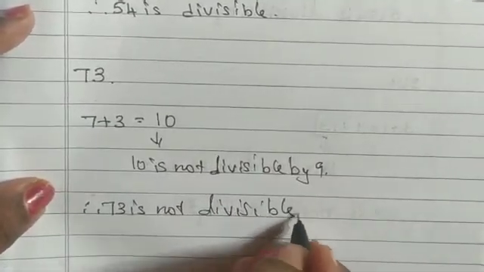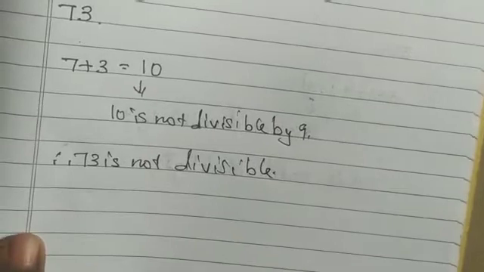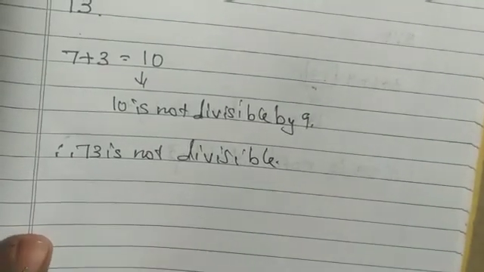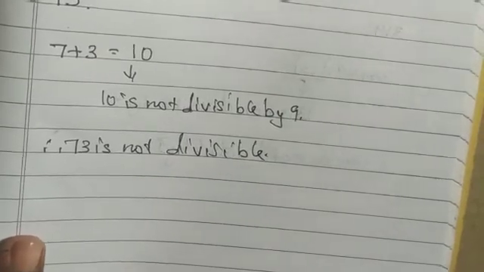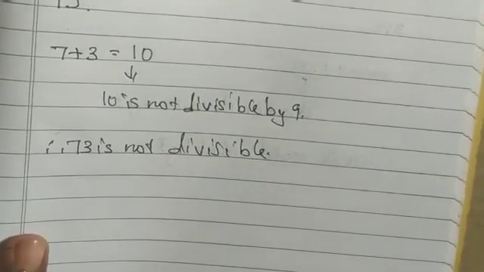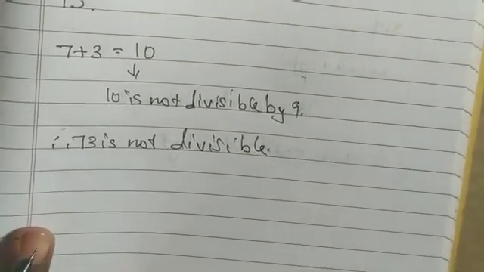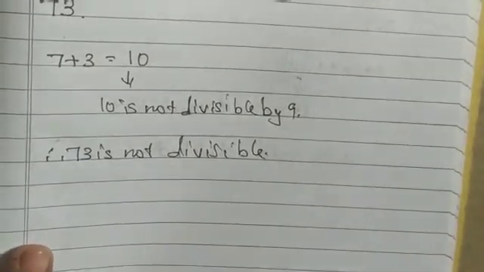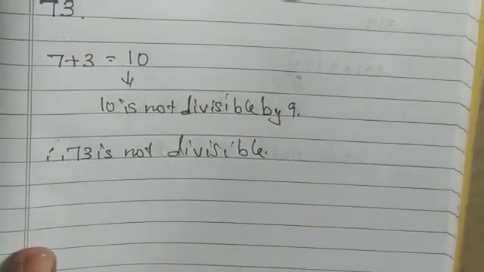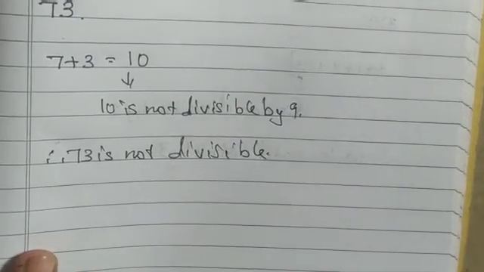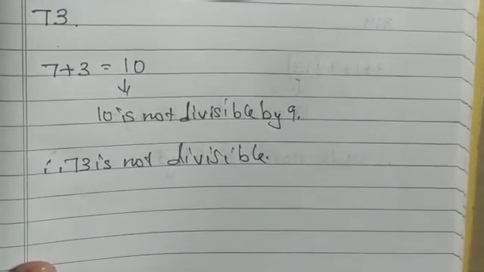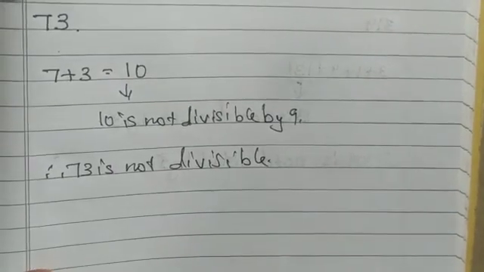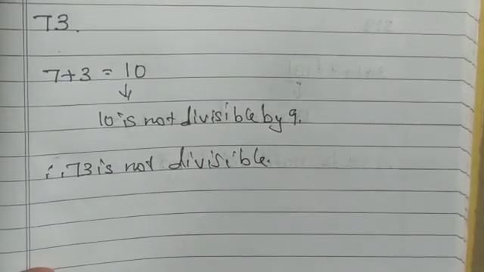See what you are going to do. They will give the number and ask whether the given number is divisible by 9 or not. Then you will add the digits of that number and see whether the sum is divisible by 9 or not. If it is not divisible by 9, you will write the given number is not divisible by 9. If the sum is divisible by 9, then you will write yes, it is divisible by 9.